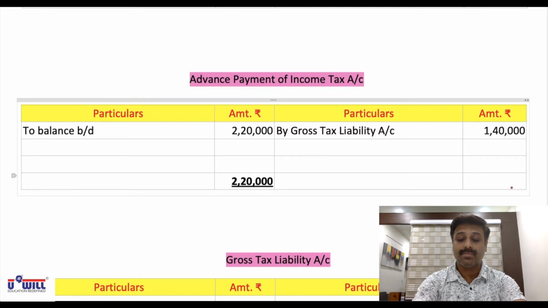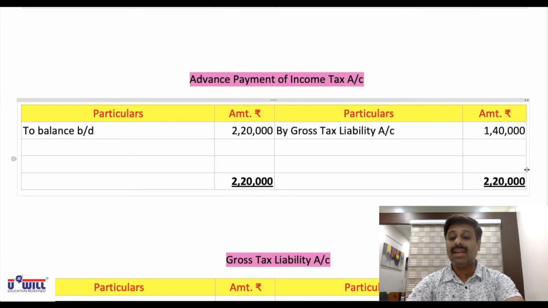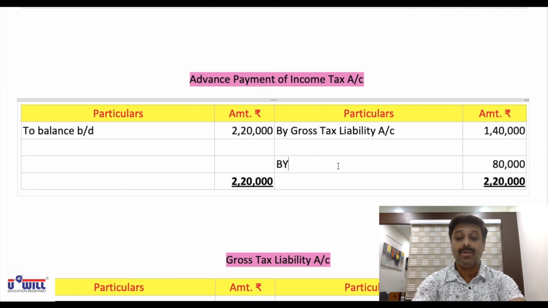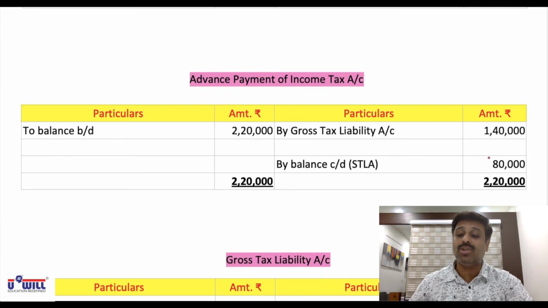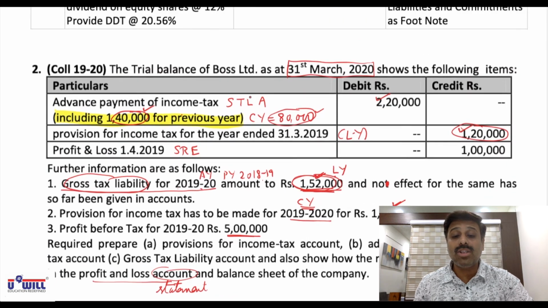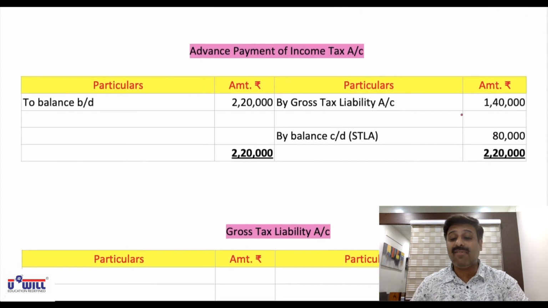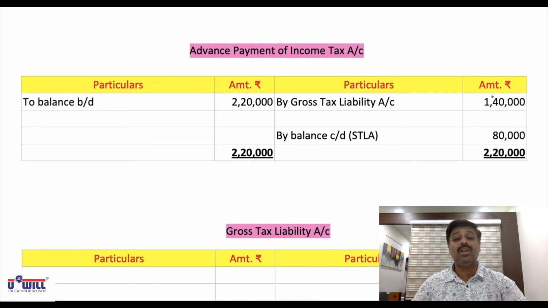2,20,000 minus 1,40,000, 80,000 is by balance carried down. Okay, 80,000 by balance carried down means we will show it in short-term loans and advances. What amount? 80,000 only. So in short-term loans and advances, we don't have to show 2,20,000. 1,40,000 is already paid in advance for the last year.